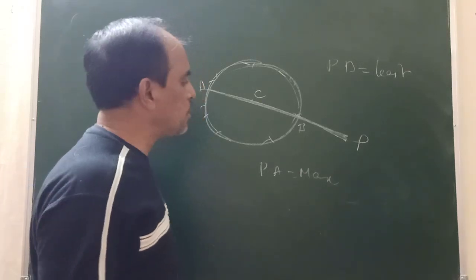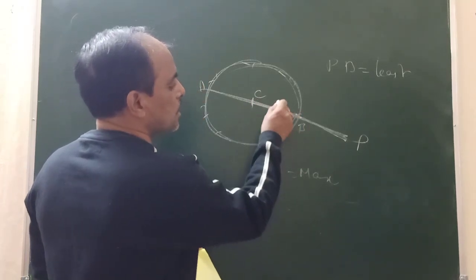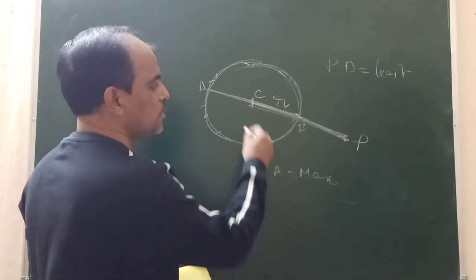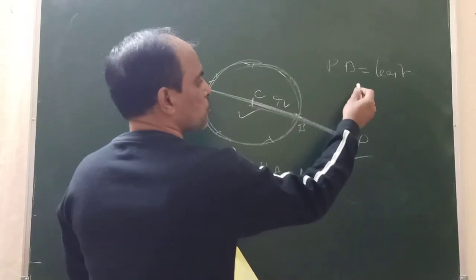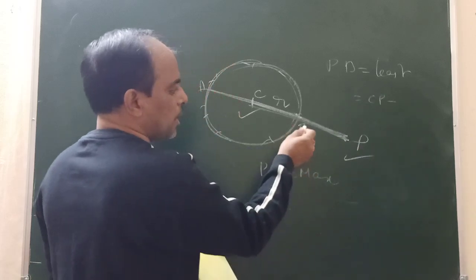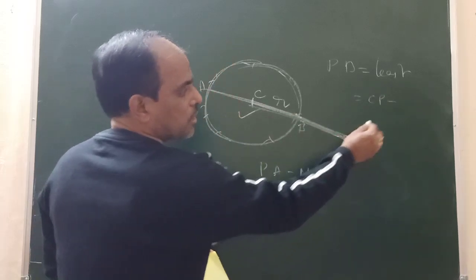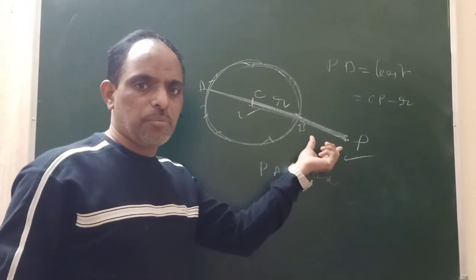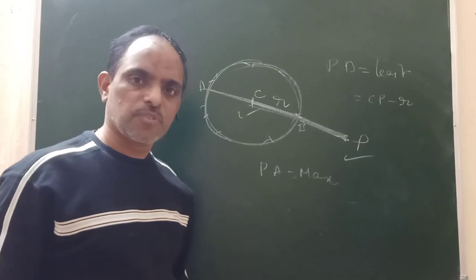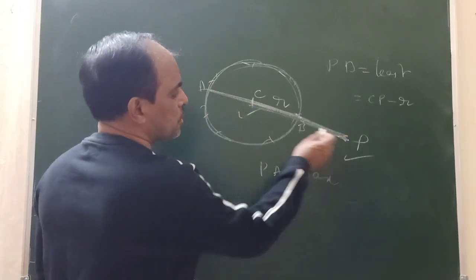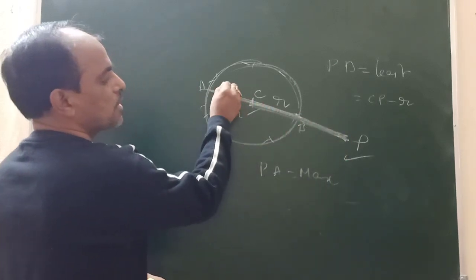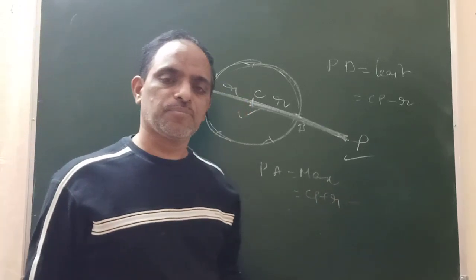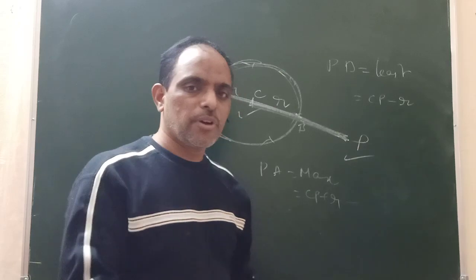How to find the maximum and minimum distance? Let us suppose this is nothing but the radius R. You see, this is nothing but CP, the distance from the center to point P. So the least distance is equal to CP minus R, the total distance minus R, you will get PB, which is the least distance. What about the maximum distance? This is CP and this one is nothing but R. So CP plus R is called the maximum distance from a point P to the circle.